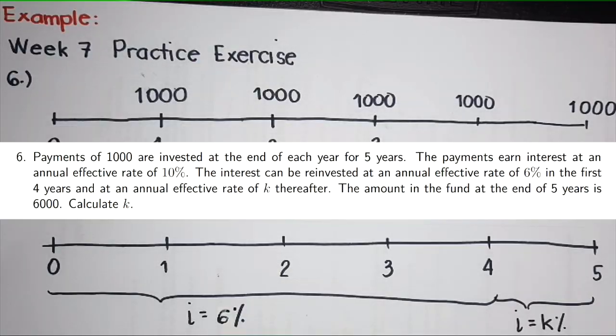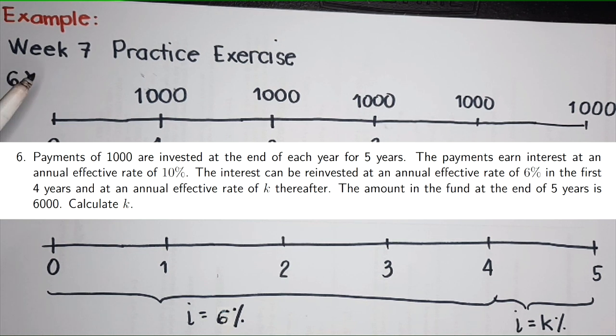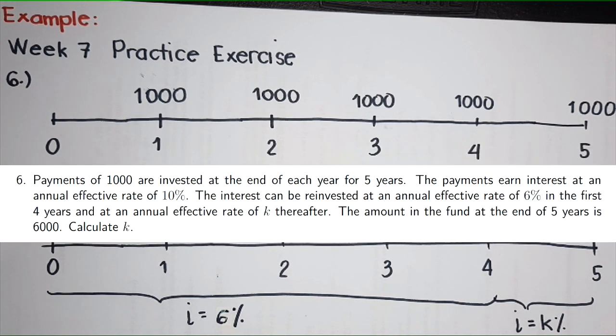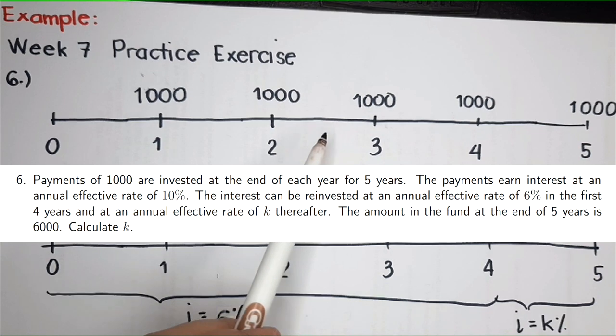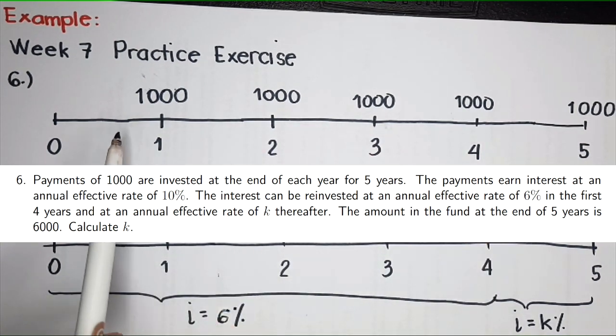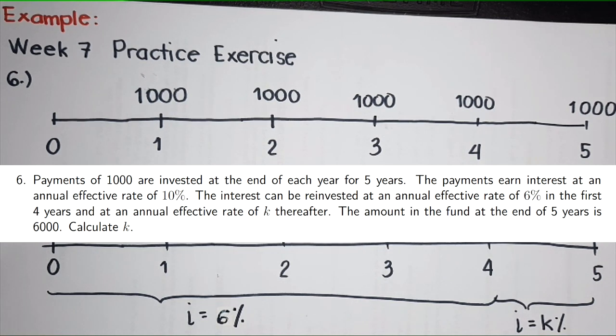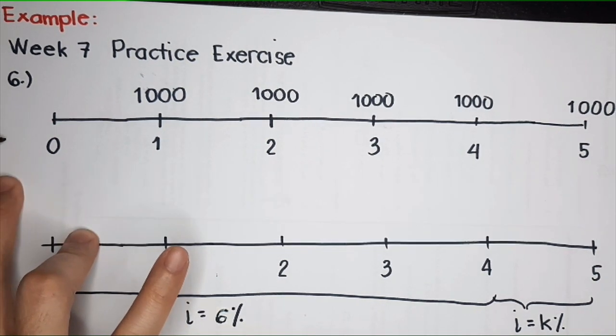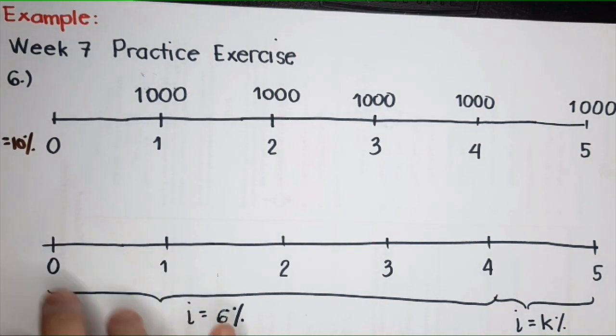Alright? So this is the last example for reinvestment rates. This is number 6 of your week 7 practice exercise. According to the problem, payments of 1,000 are invested at the end of each year for 5 years. So ito siya. Okay? Series of investments of 1,000 made at the end of each year for 5 years. Okay? And these payments earn interest at an annual effective rate of 10%. So I here is 10%. Okay?